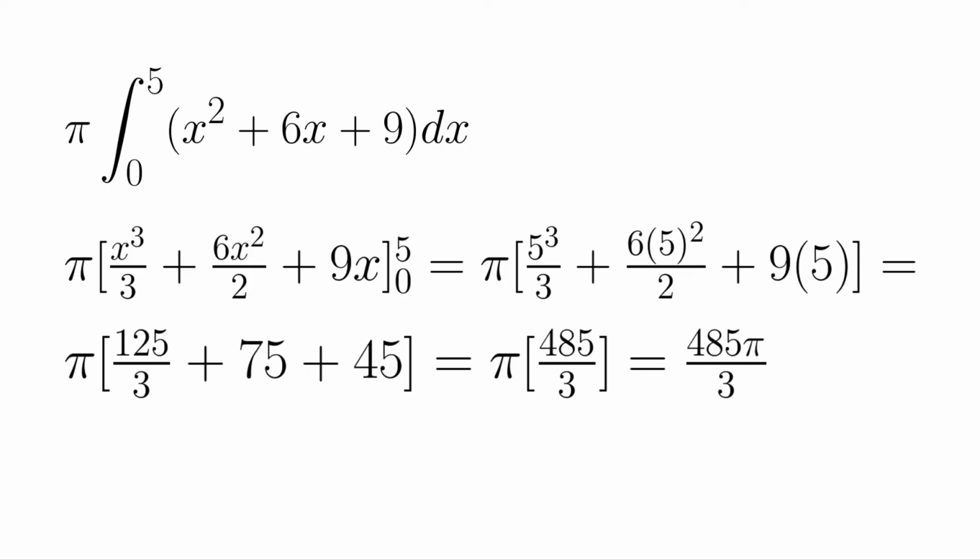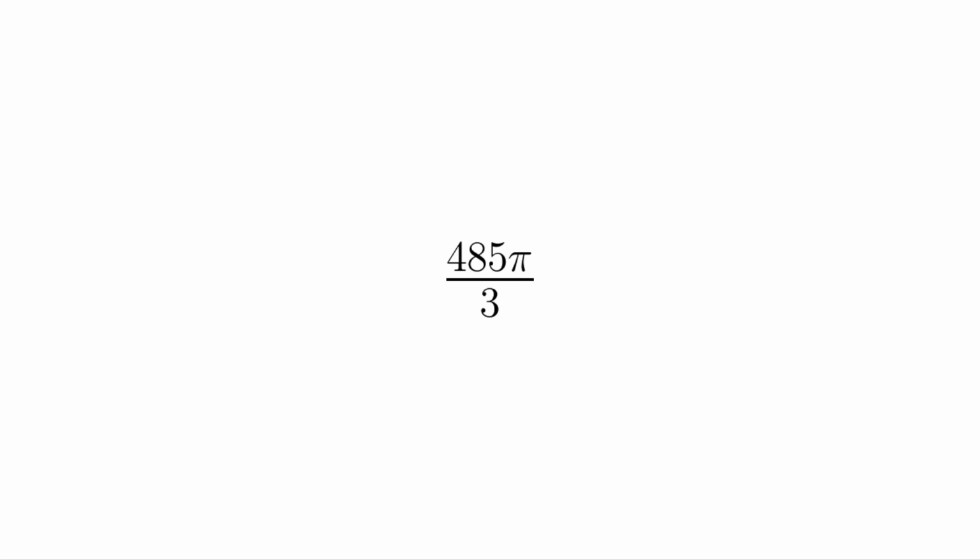If we plug in 0, everything would evaluate to 0. So in this case, we only need to plug in and solve when x equals 5. When 5 is plugged in, the end result is 485 pi over 3. And that is the answer to our problem.